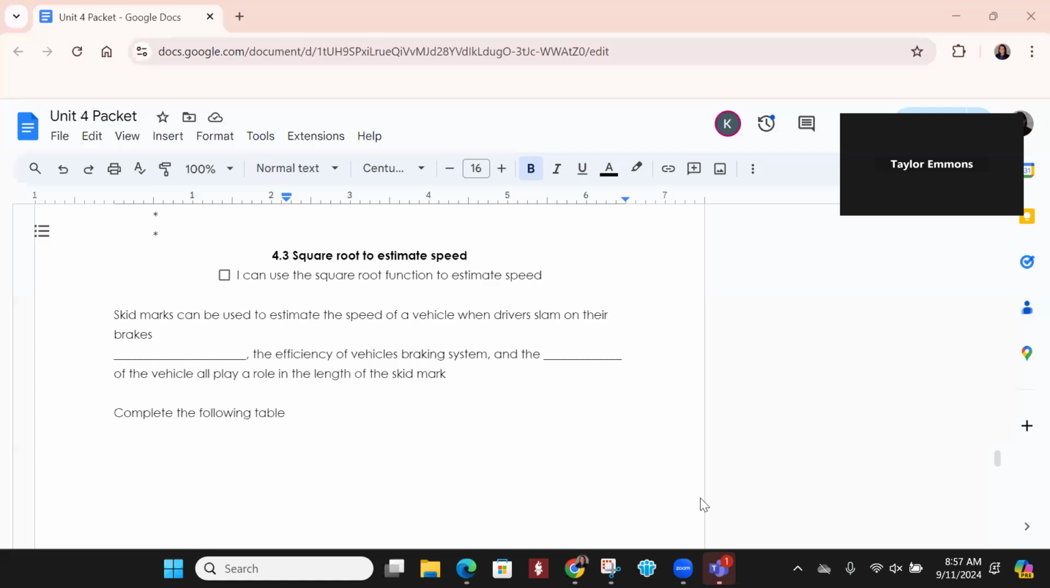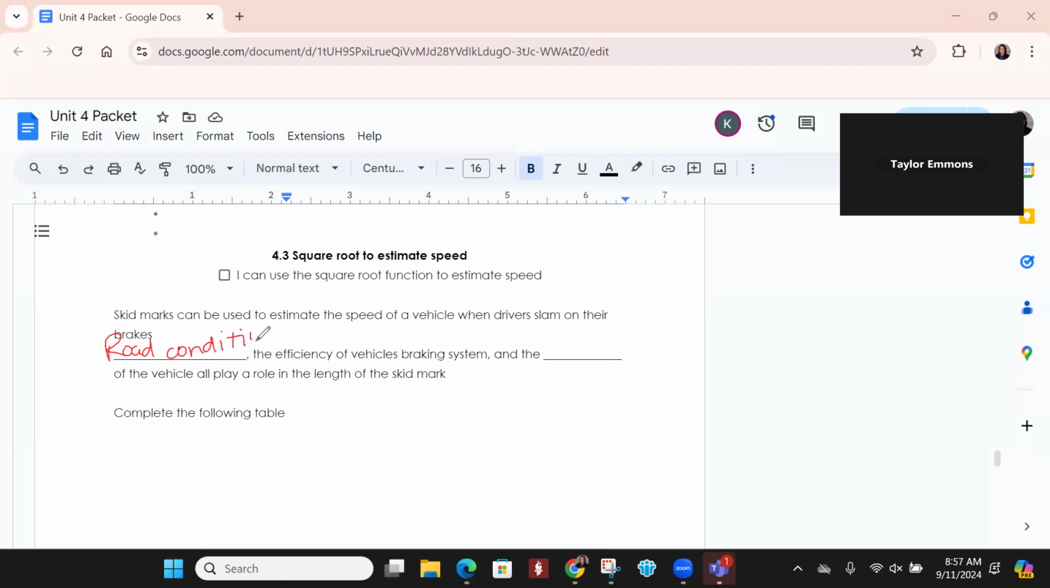All right, so we're going to talk about square roots and how to estimate speed. This is a little random, but we're still talking about transportation. Skid marks can be used to estimate the speed of a vehicle when drivers slam on their brakes. Pretty good.